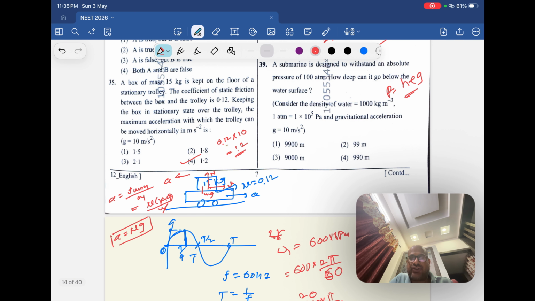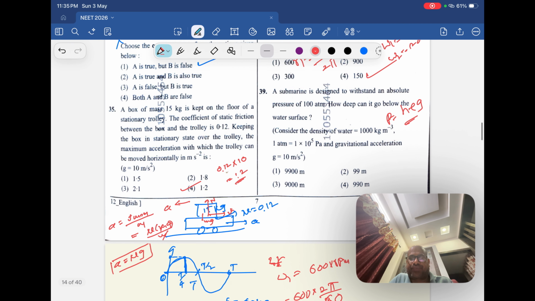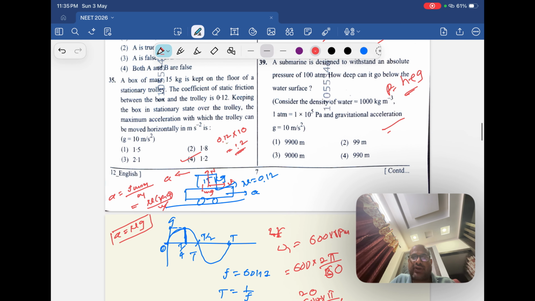Okay, consider density of water and 1 atmosphere. So P is equal to h rho g. Gauge pressure means only because of the liquid. Absolute means total pressure, so atmospheric pressure plus h rho g. From there, set atmospheric pressure plus h rho g equal to the total pressure, and from there you find the value of h. So hope you will do this question, right?